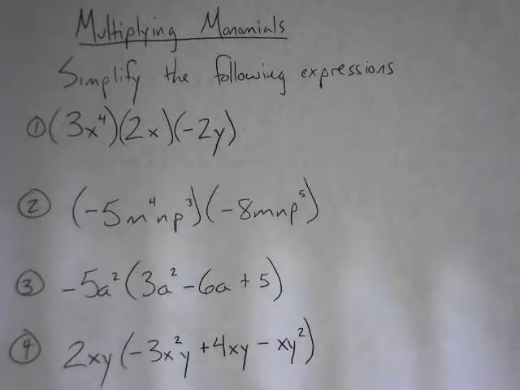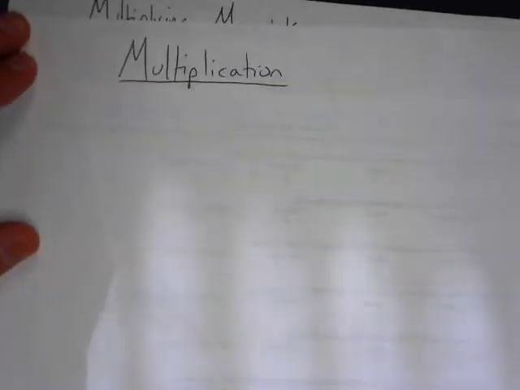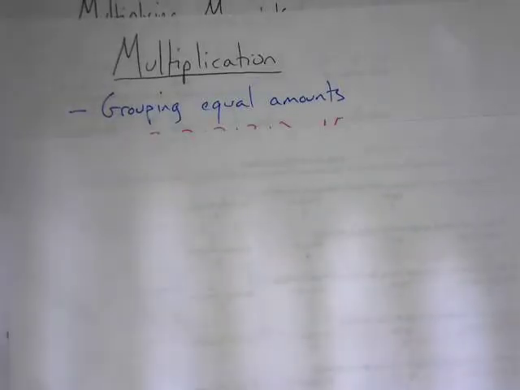Okay, so first things first. Let's figure out what in the world is multiplication, right? So we got to start with some vocab. Multiplication could be one of 2 major things that I made up. The first is grouping equal amounts. Okay, so that's the first definition of multiplication, grouping equal amounts.